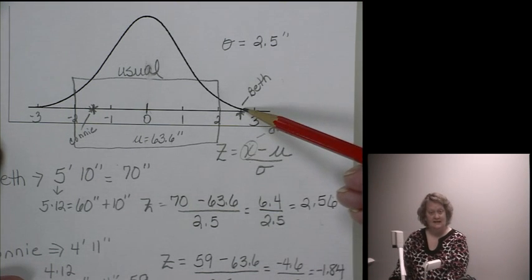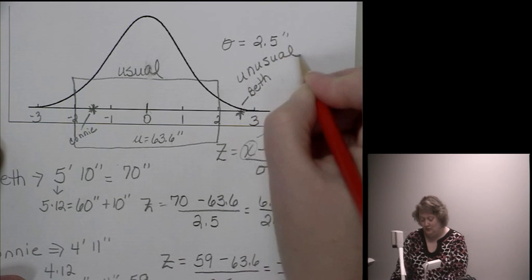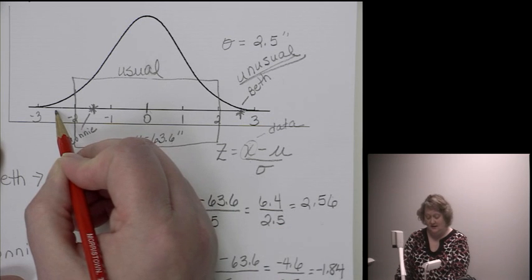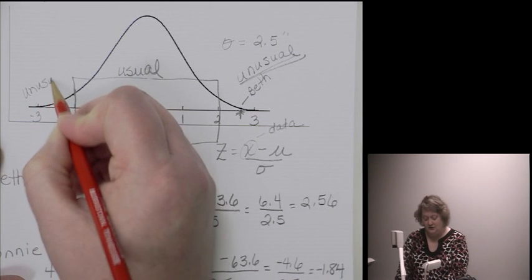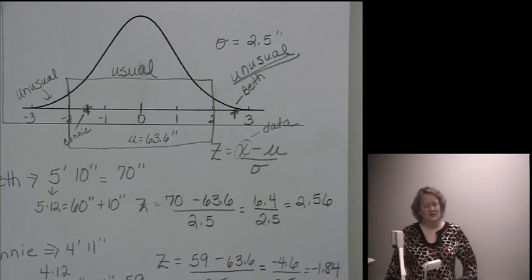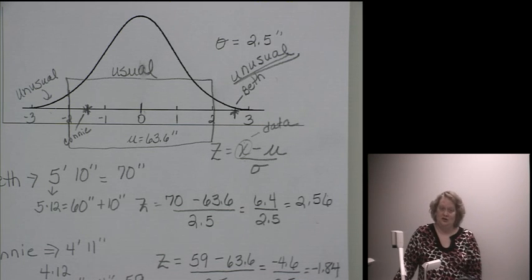Is my height inside that box or outside that box? It's outside that box. So my height is unusual. And if someone was out here on this end, their height would be unusual as well. But we don't have an example for somebody that short. You'd have to be shorter than 4'11" to be an unusually short person. My friend Connie is not unusually short compared to the average height of women, but I am unusually tall in comparison to women.